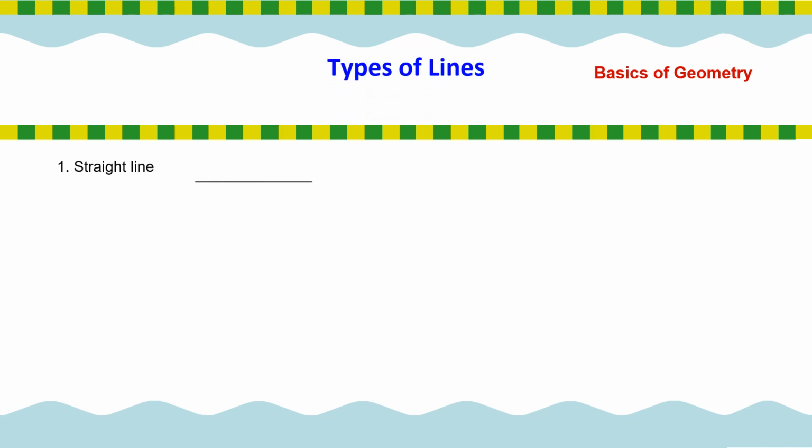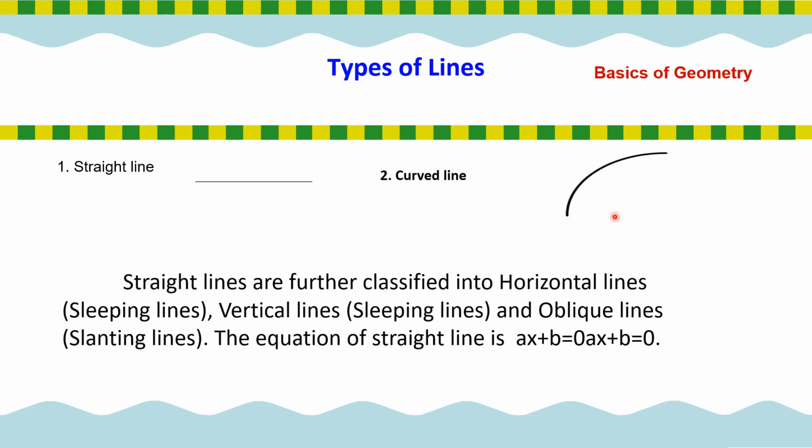We have the different types of lines. So we have the straight line, okay, and then we have the curved line. Straight lines are further classified into horizontal lines, also known as sleeping lines, the vertical lines, and the oblique lines or the slanting lines. The equation of a straight line is ax plus b equals 0.